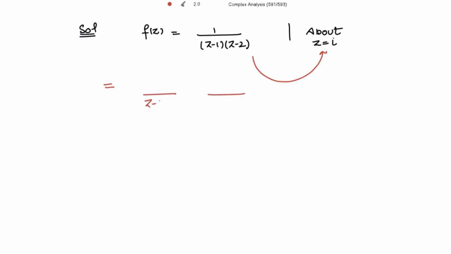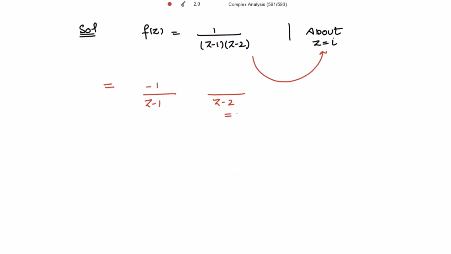Just write here z minus 1, z minus 2, and when taking this denominator equal to 0, hide this z minus 1. We get z equal to 1. Put this value in this ratio. We get 1 divided by minus 1. So writing here negative 1.